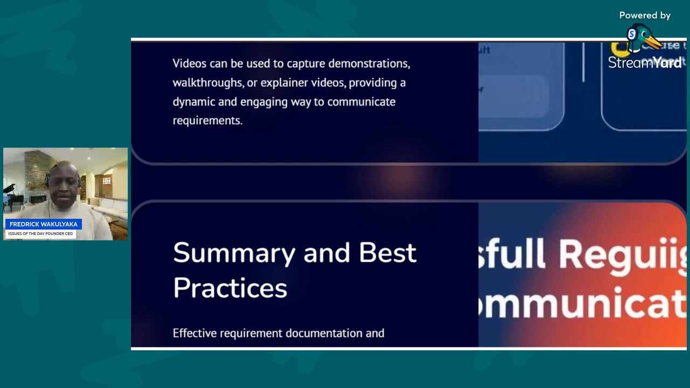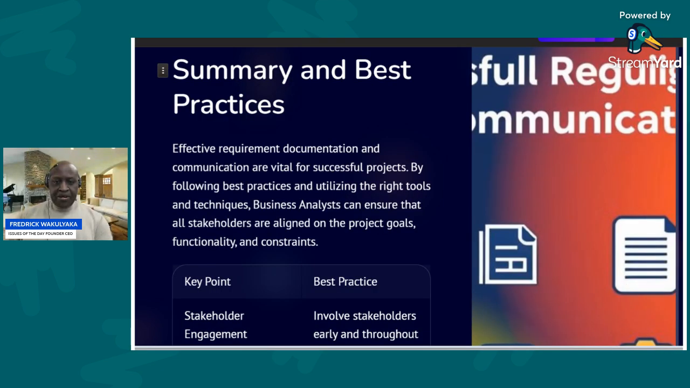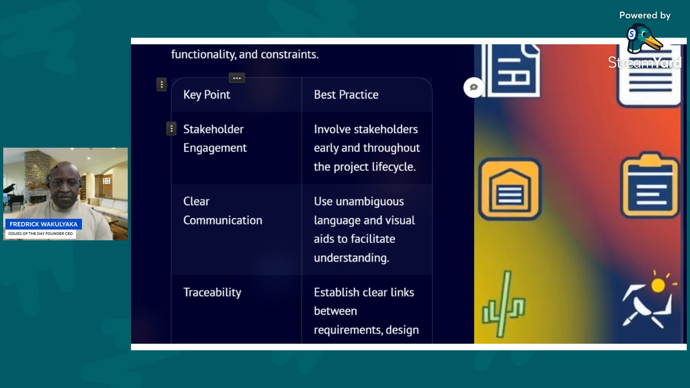Summary and best practices. Effective requirement documentation and communication are vital for successful projects. By following best practices and utilizing the right tools and techniques, business analysts can ensure that all stakeholders are aligned on the project goals, functionality, and constraints. Key points: stakeholder engagement. Best practice: involve stakeholders early and throughout the project lifecycle. Clear communication. Use unambiguous language and visual aids to facilitate understanding.